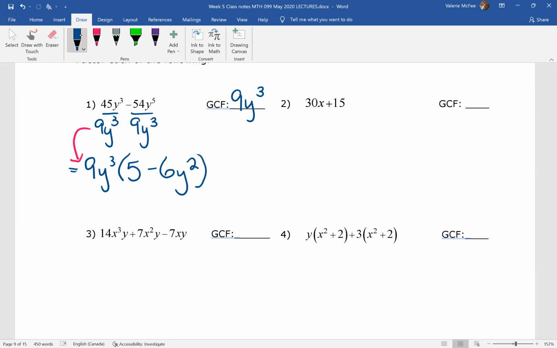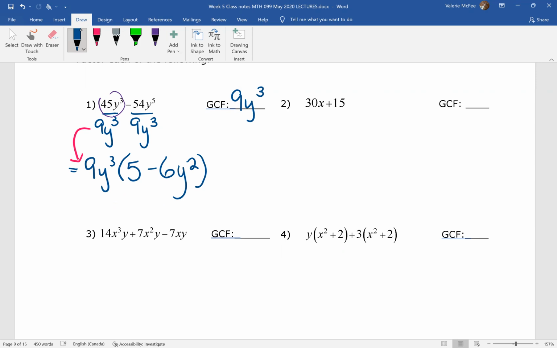How do we know if this is correct? Well, we can just quickly check by using the distributive property. If I multiply 9y cubed by 5, it gives me 45y cubed. If I multiply 9 by negative 6y squared, it gives me negative 54y to the power of 5. So we can use the distributive property to check if our factoring is correct.